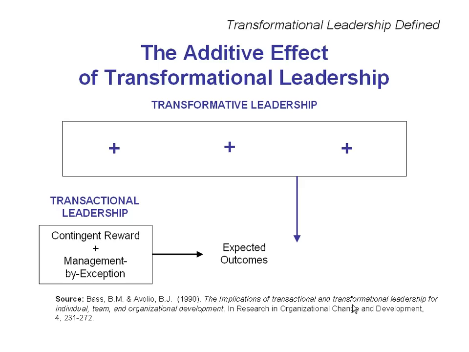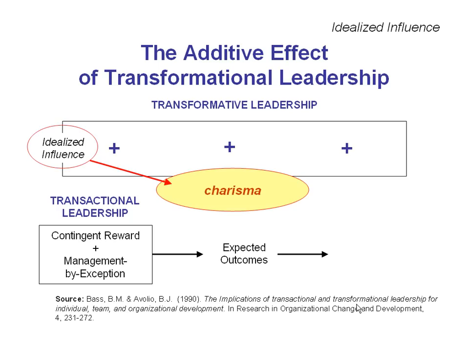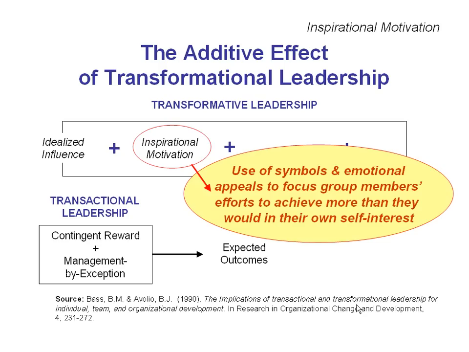There are 4 factors to transformational leadership. Factor number 1 is idealized influence, or the charisma of the leader. Factor number 2 is inspirational motivation, or the use of symbols and emotional appeals to focus group members' efforts to achieve more than they would in their own self-interest.